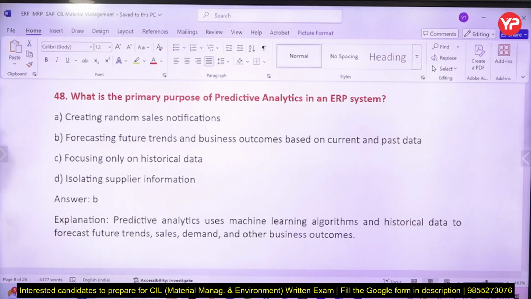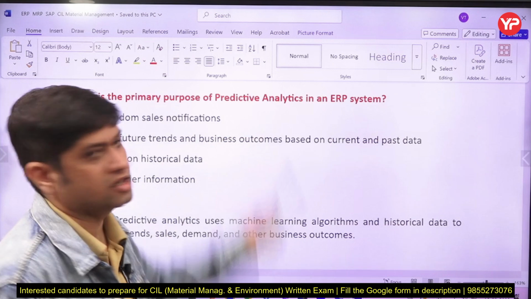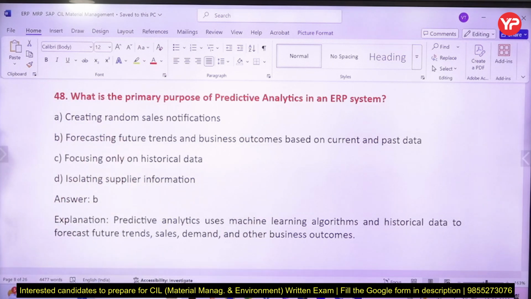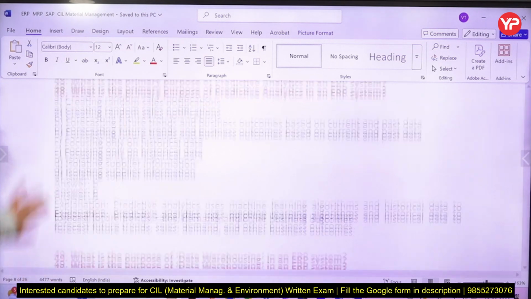When is predictive analytics used? For forecasting. So in predictive analysis, you are forecasting some kind of sales. So it has to be a forecasted trend or business outcome.